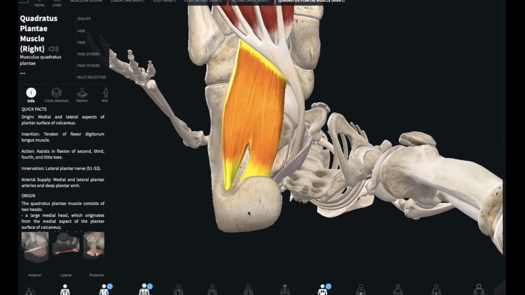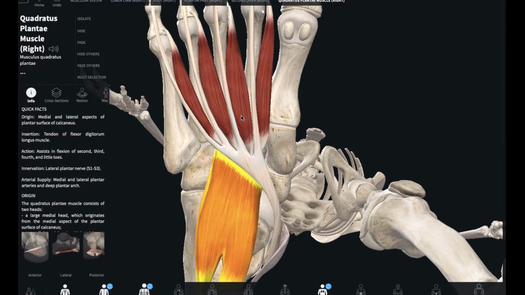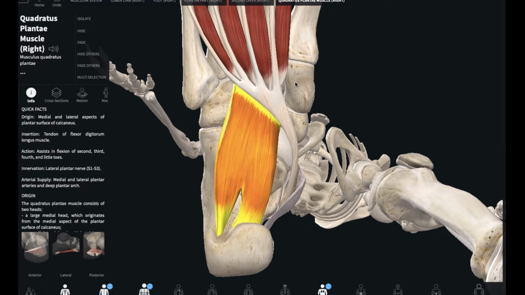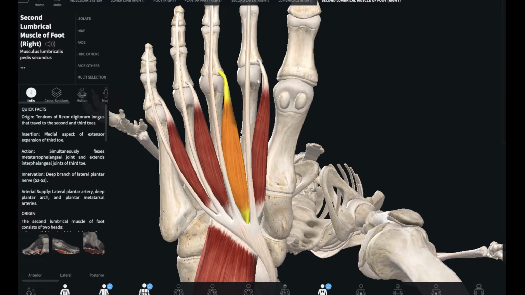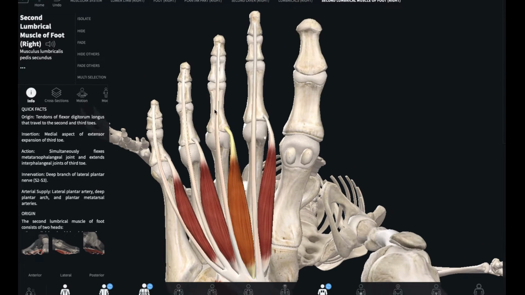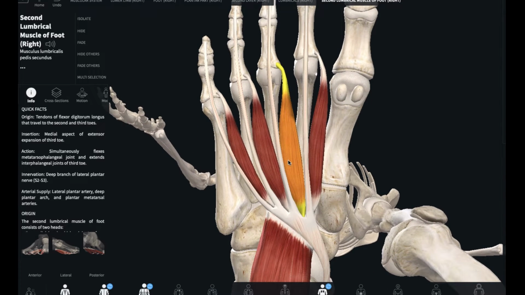So again, origin, quadratus plantae, is on the medial and lateral aspects of the calcaneus, really, plantar surface. Lumbricals, and it inserts to the flexor digitorum longus muscle. And the lumbricals originate on the flexor digitorum tendon and insert into the medial aspects of the proximal phalanx of the digits 2 to 5.